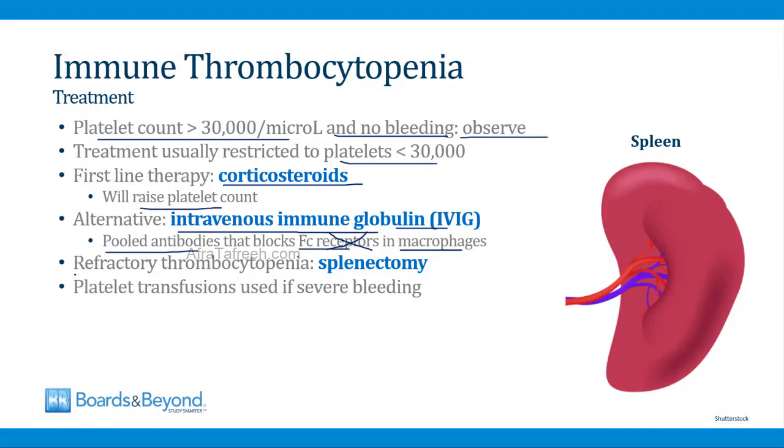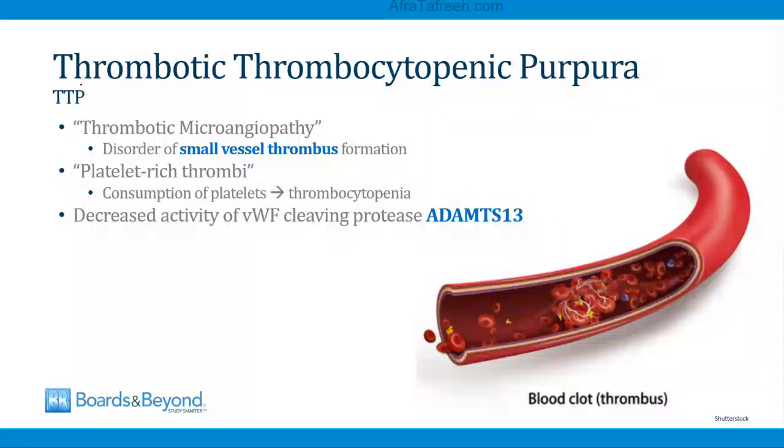And then finally, for refractory cases, sometimes splenectomy is performed. If you take out the spleen, you will stop the removal of the platelets and the platelet count will go up. And then platelet transfusions are sometimes used if there's severe bleeding, but outside of severe bleeding, usually platelets aren't the ideal therapy. Instead, you want to do something that causes the spleen to stop destroying the platelets in the first place. Okay, next let's talk about thrombotic thrombocytopenic purpura, also known as TTP.